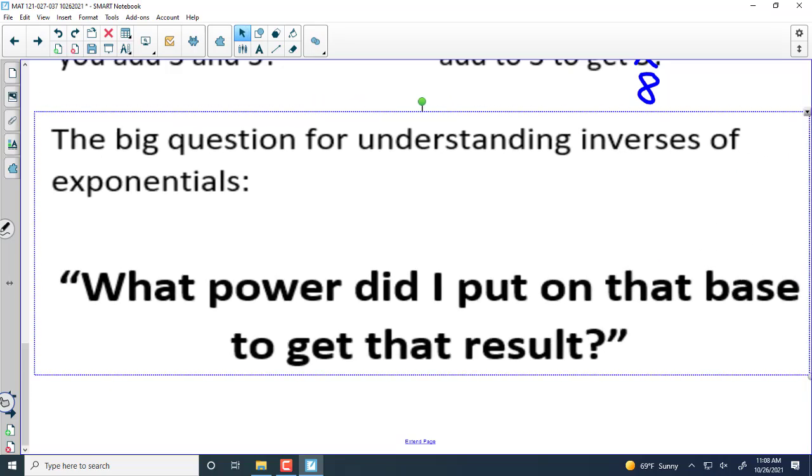This is the big question for understanding inverses and exponentials. This is the question we need to be able to answer today, everyone. What power did I put on that base to get that result? This is how we're going to understand the backwards form or the inverse form of exponentials.